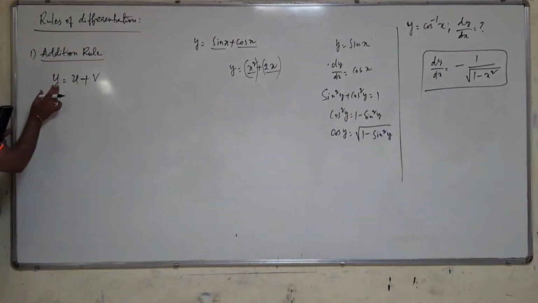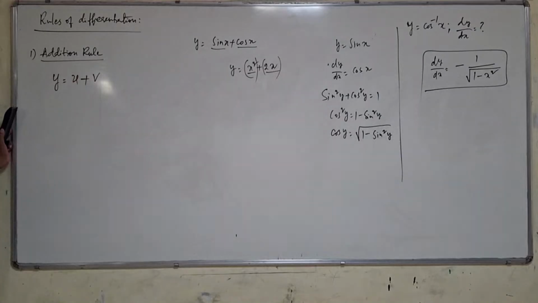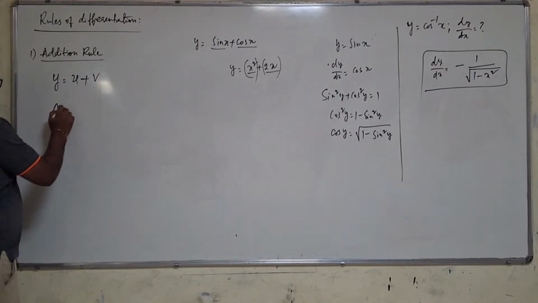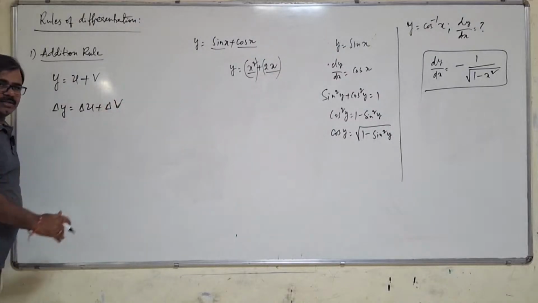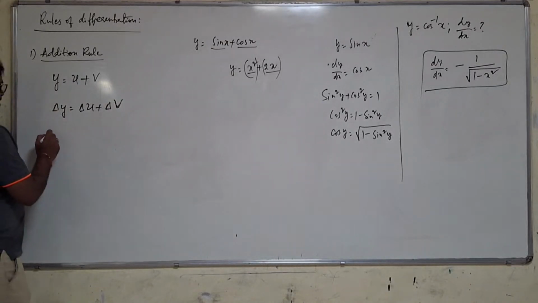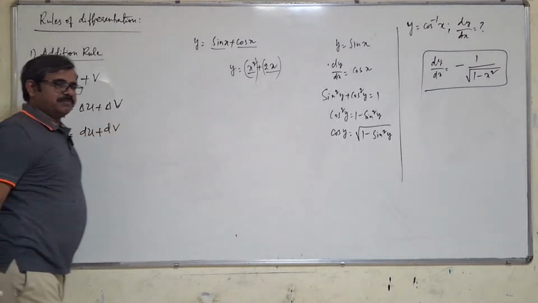This is very simple. When y is equal to u plus v, change in y is equal to change in u plus change in v. Can I say that? Delta y is equal to delta u plus delta v. Do you understand this? We are talking about small changes. So in place of delta, what should I write? D. So dy is equal to du plus dv.